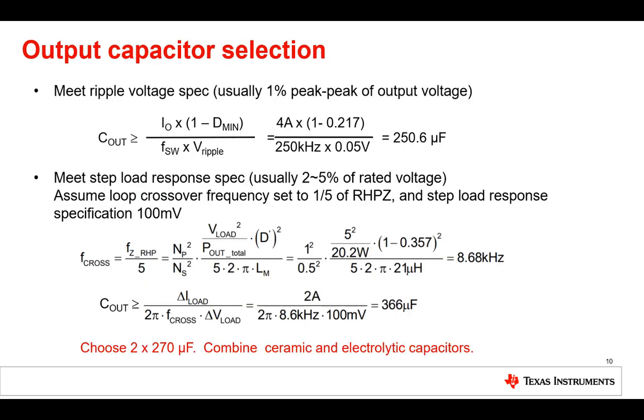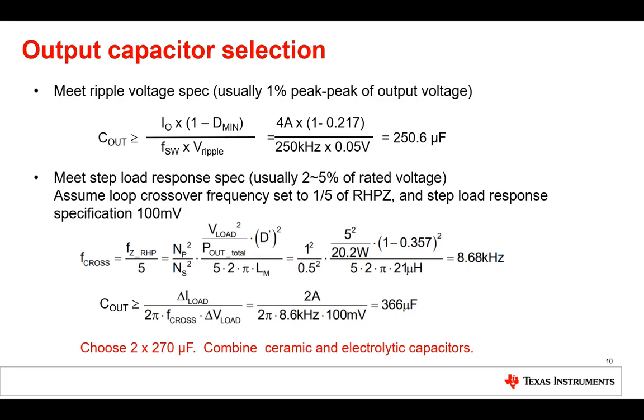The output capacitor serves two purposes. It keeps the output voltage stable when no energy is delivered from the input in every switching cycle, so it needs to be big enough to make sure the ripple does not get too big in steady state. Often 1% is the maximum for this ripple voltage. So for this design, the output capacitance needs to be higher than 250 microfarad.